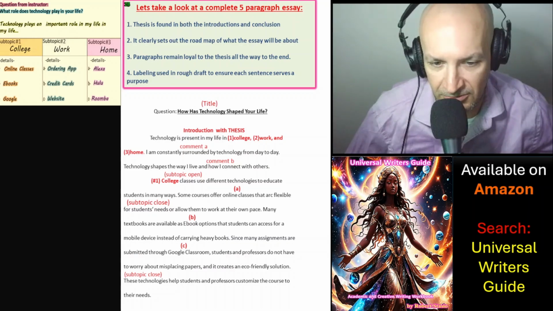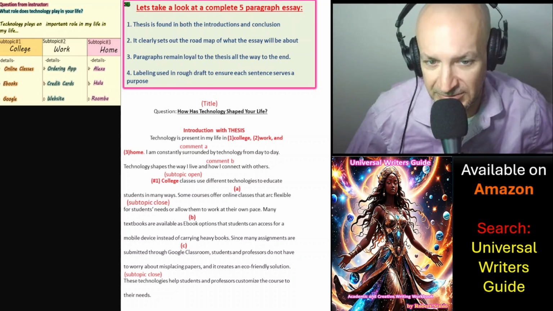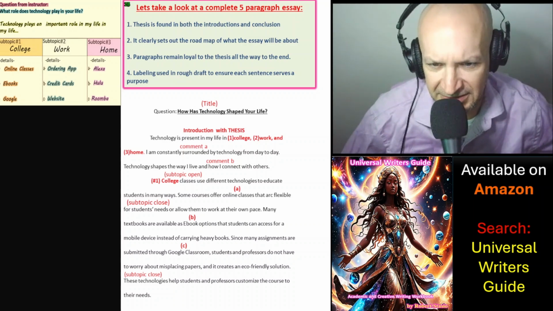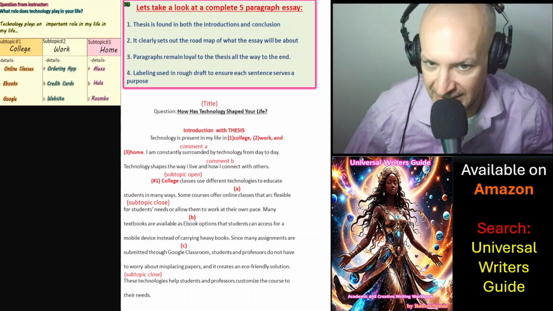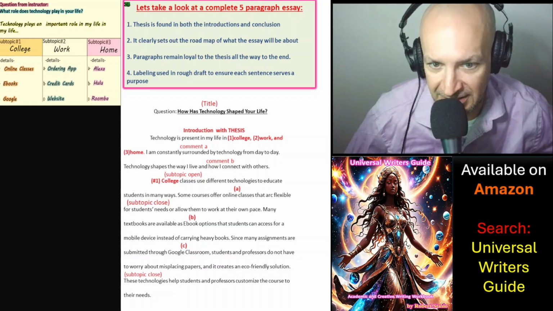I see that a whole lot, and it usually begins with a large introduction. Like I said, folks will either start using up parts of their paper, the material, they'll talk in body paragraphs, or all of a sudden we're talking about something else, like dinosaurs or whatever. Okay, let's get to paragraph 1, subtopic open. College classes use different technologies to educate students in many ways. All right, this is the college paragraph, and we started with it in the introduction, 1, college. So here we are, college classes.